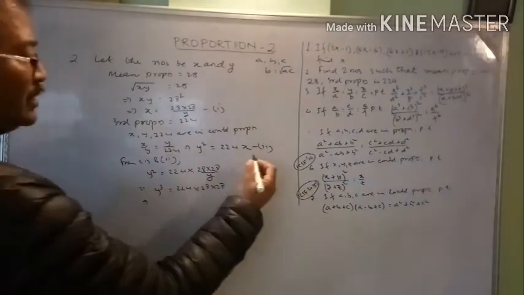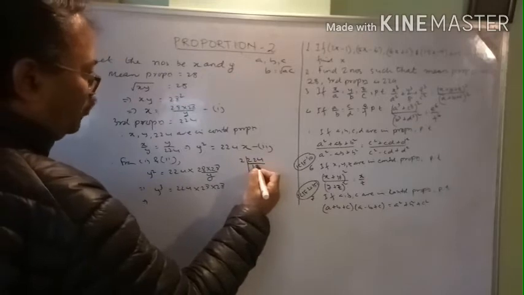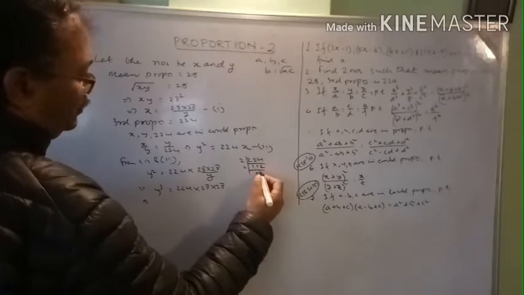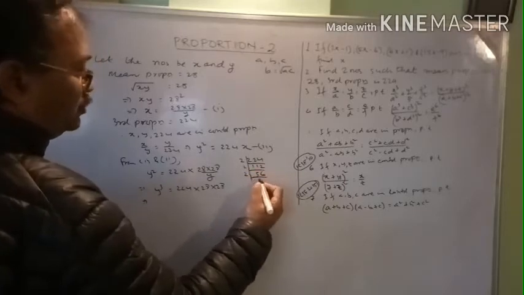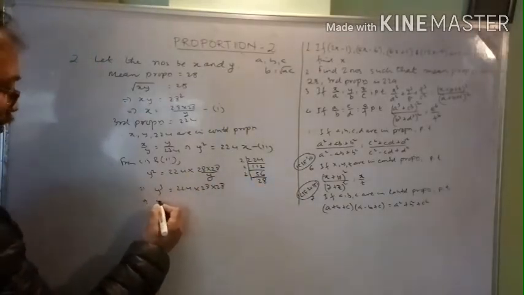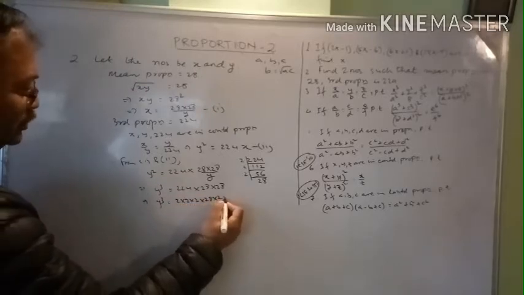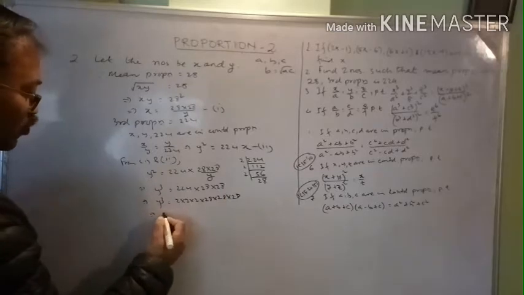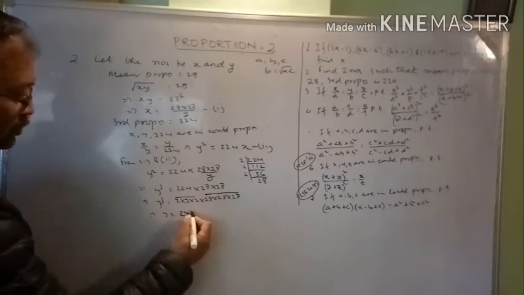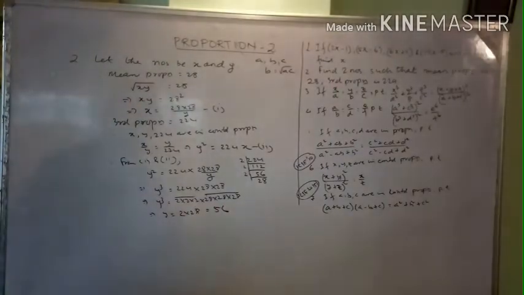So for that you factorize 224 first. 224, so 2 will go 2 times, 112, 56, 28, 14, 7. So what we get here, y cube is equal to 2 into 2 into 2 into 28 into 28 into 28. So to find y, we take one factor out of every three factors. So you get 2 into 28, that is 56. So the value of y is 56.